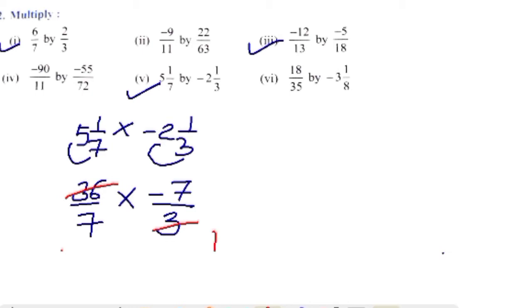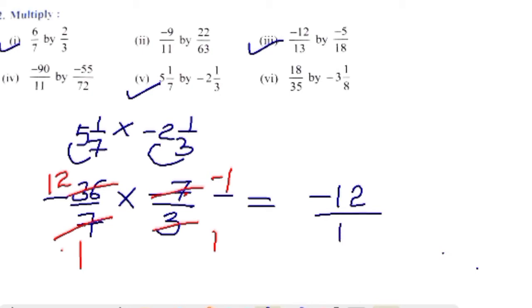So cut them. 3 1s are 3, 3 1s are 3, 3 2s are 6. Again here also the 7 and the 7, 7 1s are 7, 7 1s are 7 with minus sign. So now what do you have in the numerator? 12 multiply minus 1, 12 1s are 12 with minus sign, and in the denominator you have 1, which can be written as minus 12. So this is your answer.